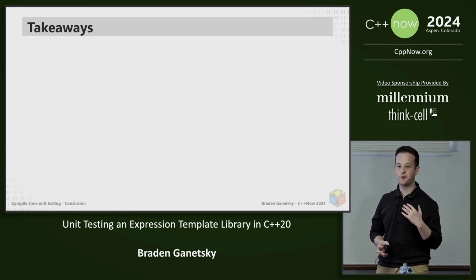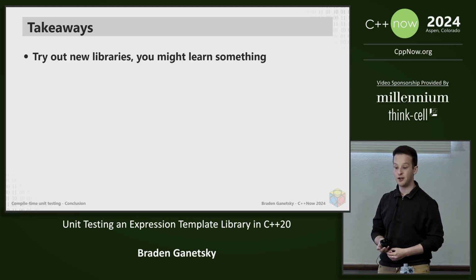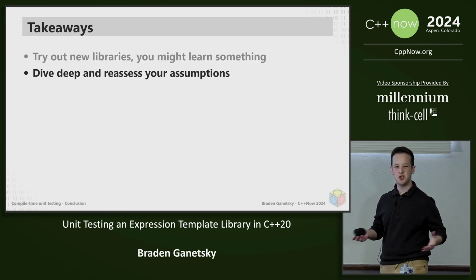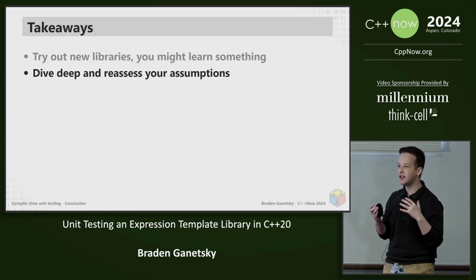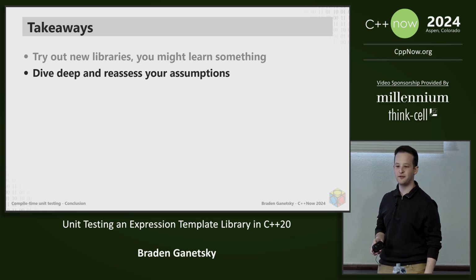So I have some key takeaways personally. Try out some new libraries. You might learn something. I know I really did from writing this talk, so it's been a great experience. Also, dive deep and reassess your assumptions. Just in general, I feel like that's a nice life lesson, because I had this very low-level assumption that turned out to be false, and I've been putting myself through a struggle for like 2 years at this point. So it'll be better. I might rewrite some things, or maybe I have the sunk cost fallacy in it anyway.